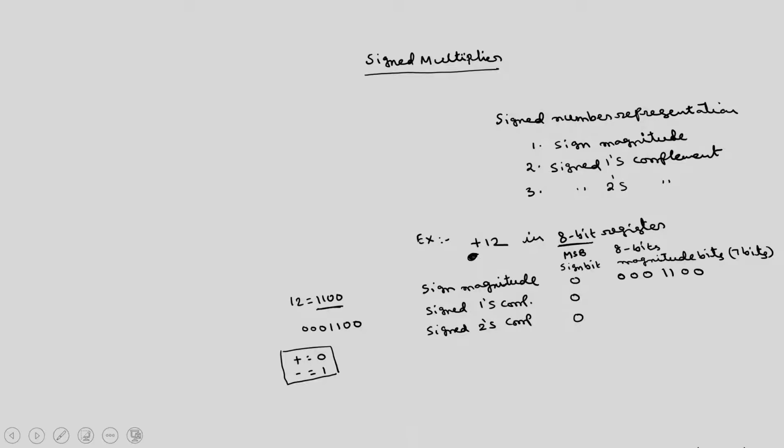One important point here is, if the number is positive, all the three representations are the same. In signed ones also this is 0 0 0 1 1 0 0, and in signed twos also 0 0 0 1 1 0 0. The only difference is in representing negative numbers. So, if I take another example of minus 12 and I want to store it in the same 8-bit register.